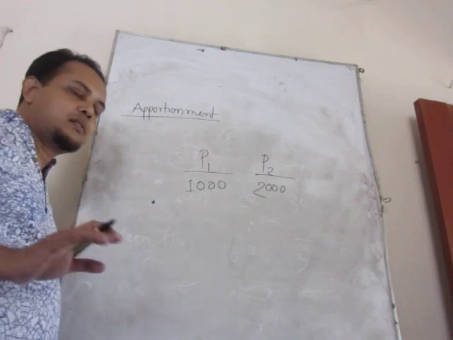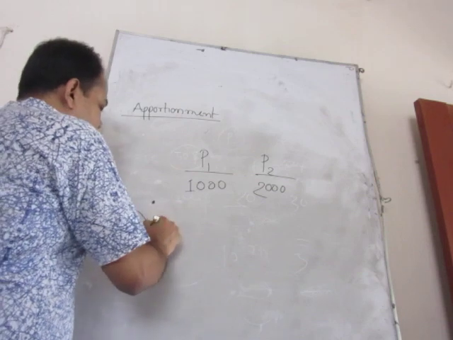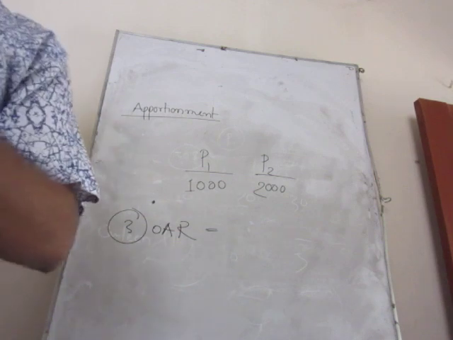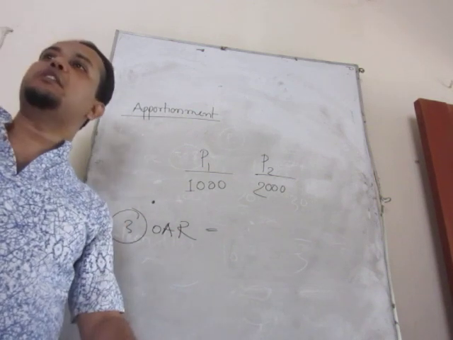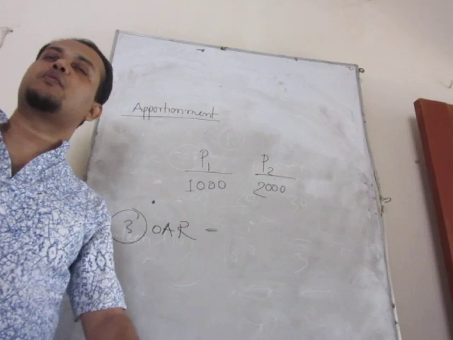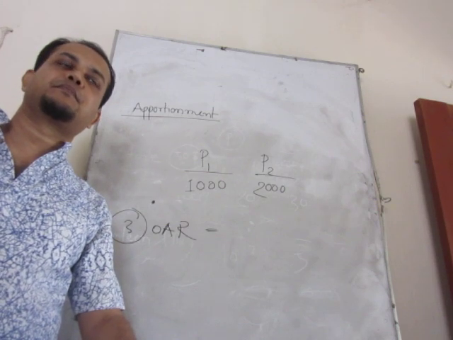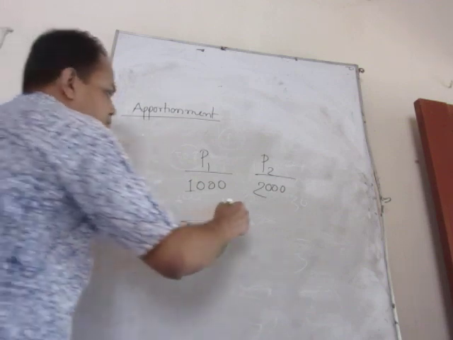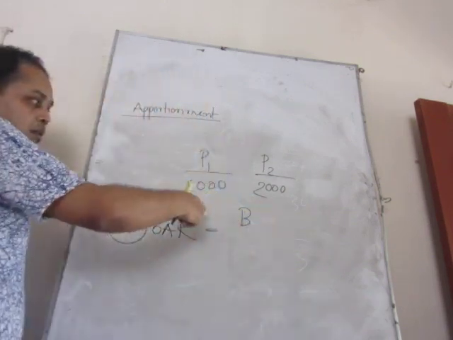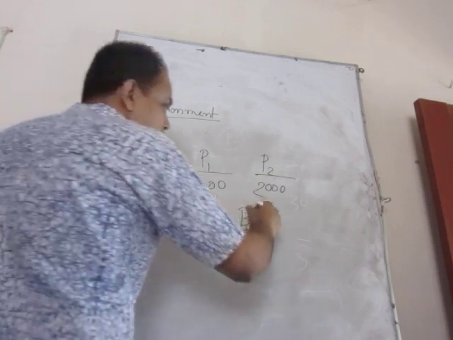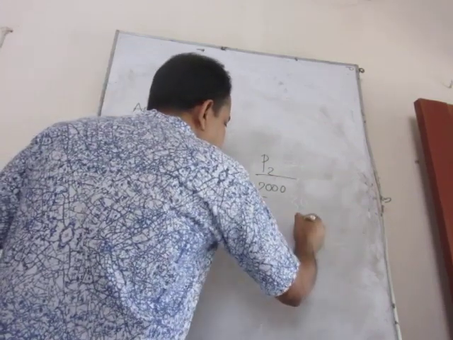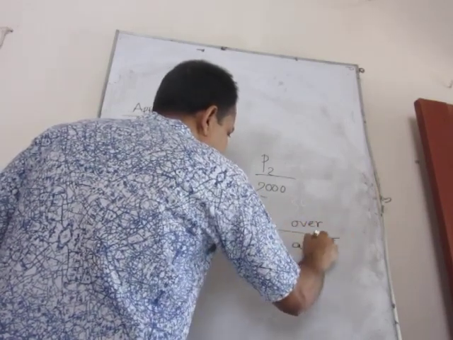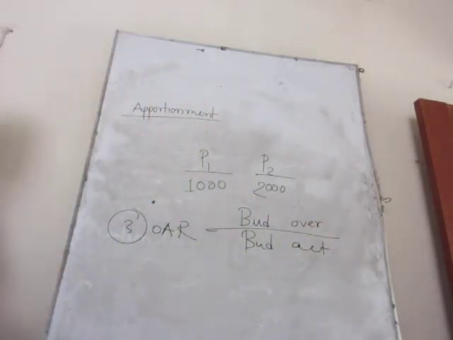Now the third phase, we have to find out the OAR, overhead absorption rate, for each individual cost unit, or you can say cost item. How can you find that out? This OAR equals, here, memorize this, budgeted overhead divided by budgeted activity.